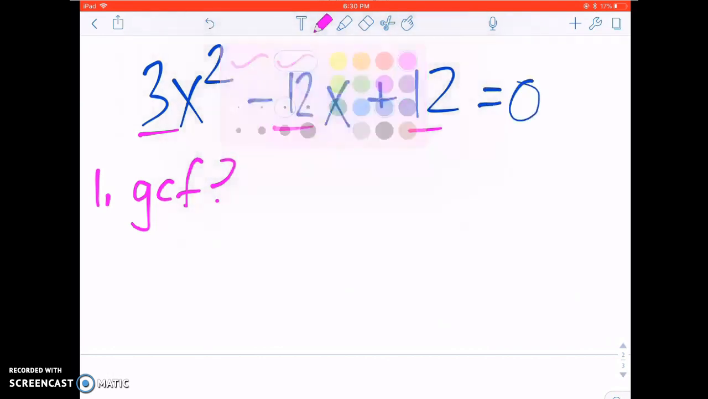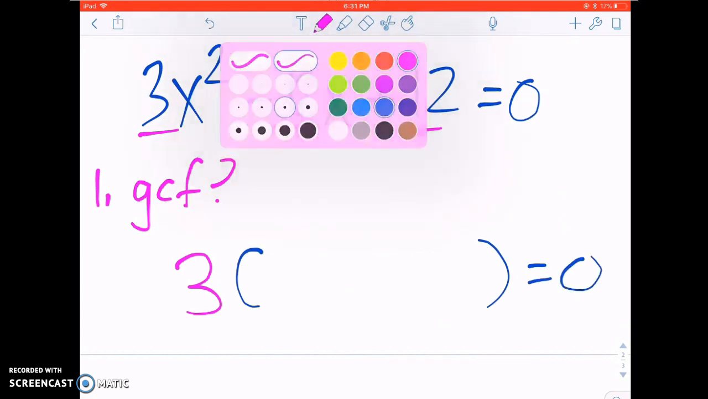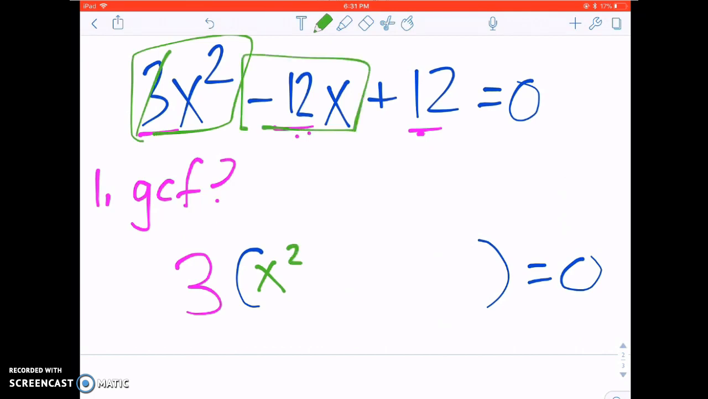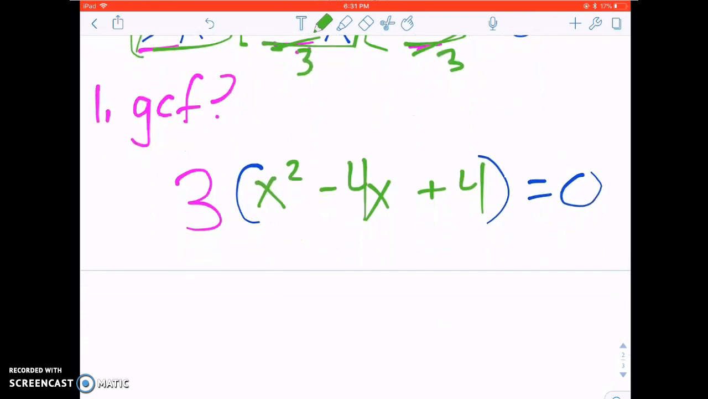3, 12, and 12. Can we pull a number out of 3, 12, and 12? I think we can take a 3 out of each term. So I'm going to write down 3, and then write the leftovers in parentheses. Looking at the first term, when I take a 3 out, all that's left is x squared. When I take a 3 out of the second term, we're technically dividing, so we get negative 4x. And when I take a 3 out of the last term, we're technically dividing that 3, so we get positive 4. Alright, boom, here we are so far.